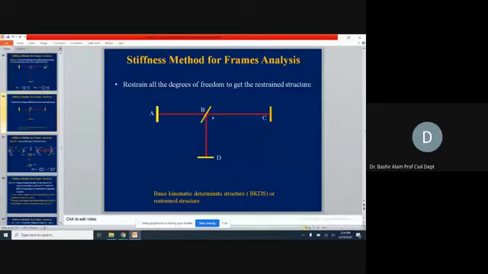Now, this is the restraint structure. As I said, here we are putting at B a fixed support, and at C also we are putting a fixed support. AD matrix we generated. AD1 was 0 and AD2 is also 0. Now, the ADL matrix we need to generate now.